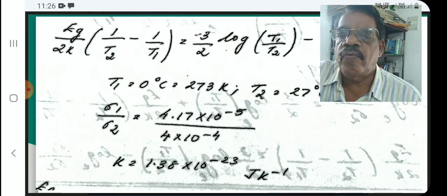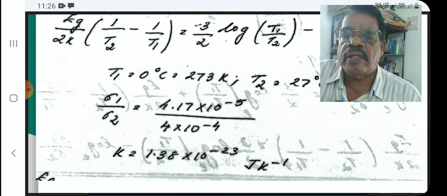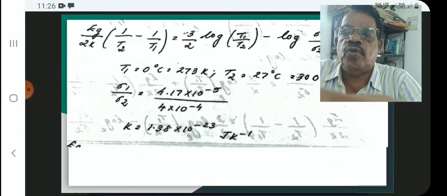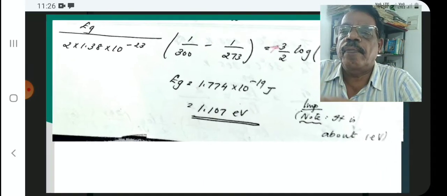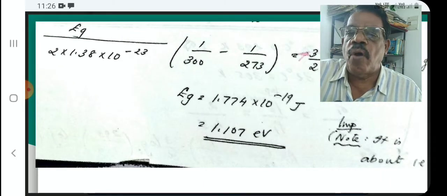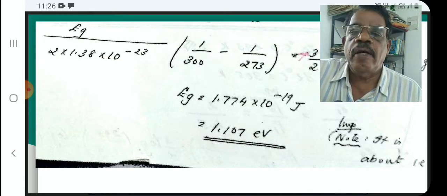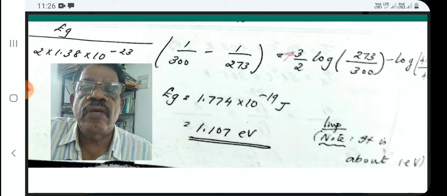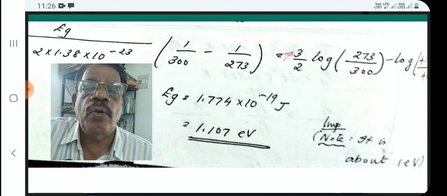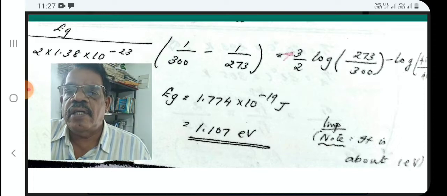Sigma 1 by sigma 2, we calculate as 4.17 into 10 raised to minus 5 by 4 into 10 raised to minus 4. And Boltzmann's constant k is 1.38 into 10 raised to minus 23 J K raised to minus 1. We put all the values in the equation, we get Eg by 2 into 1.38 into 10 raised to minus 23 into 1 by 300 minus 1 by 273 is equal to 3 by 2 log 273 by 300 minus log sigma 1 by sigma 2. You put the value of sigma 1 by sigma 2 and calculate Eg, there is some calculation.